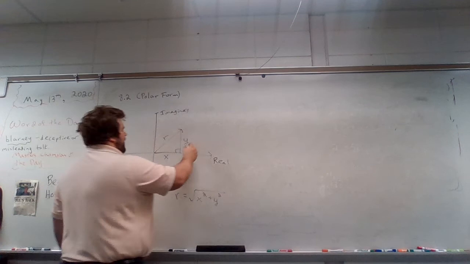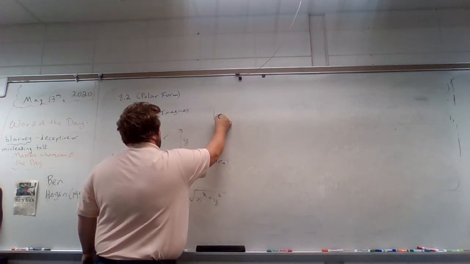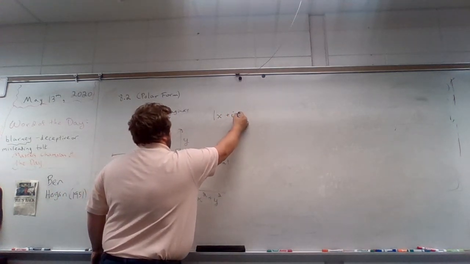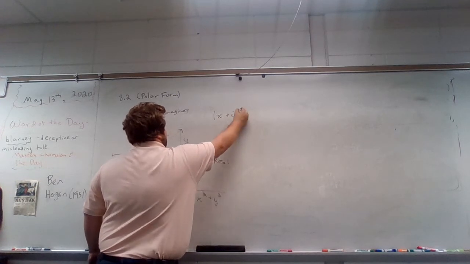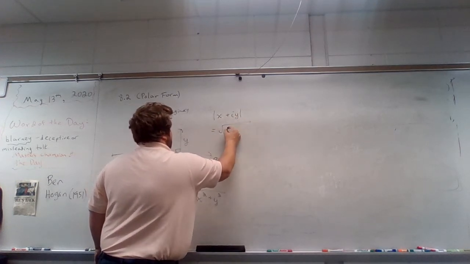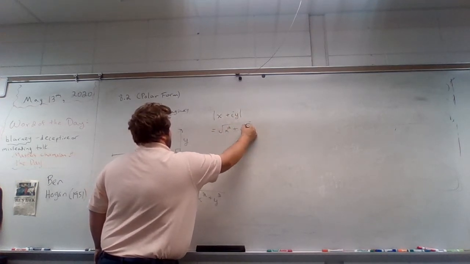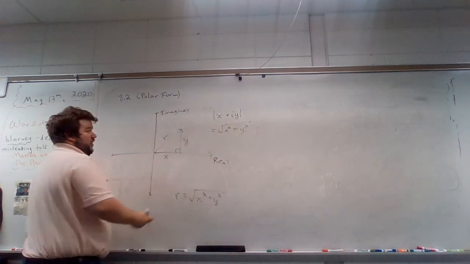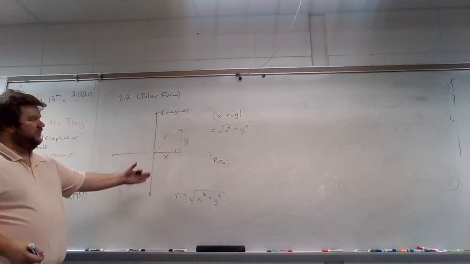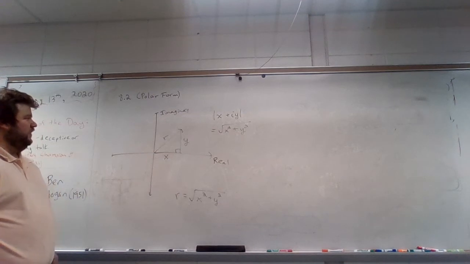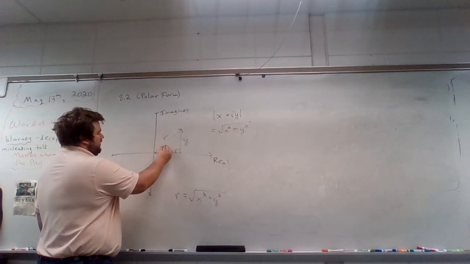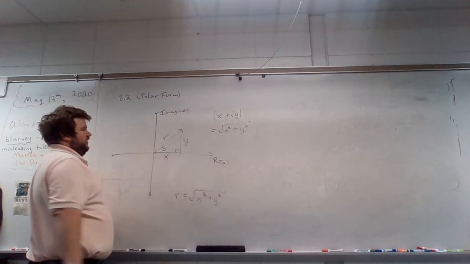So if I'm talking about the magnitude or the modulus of a vector x plus iy, that's actually the square root of x squared plus y squared. So this is really just r, another way to think about it. And this is my picture right here that we're going to have. And this is my angle theta between the positive x and r.